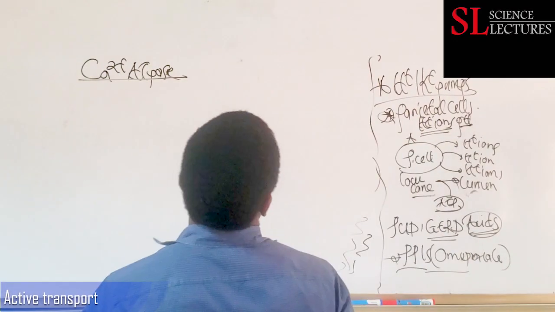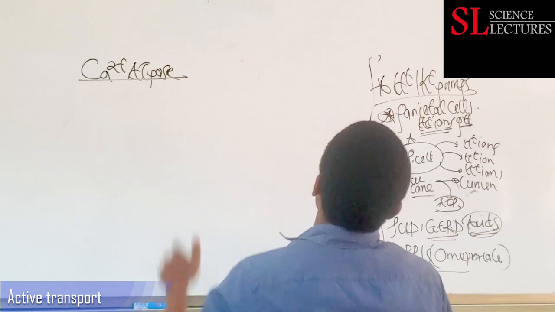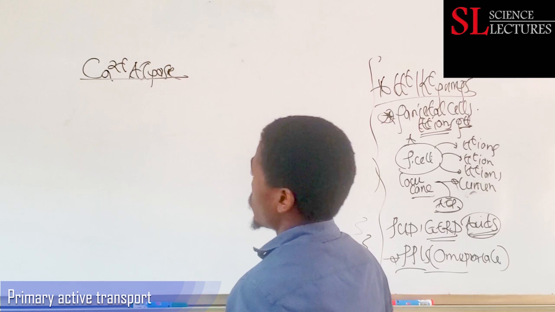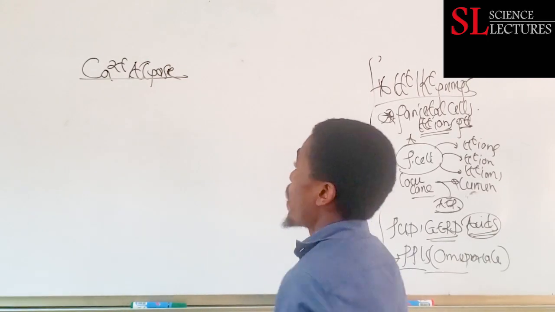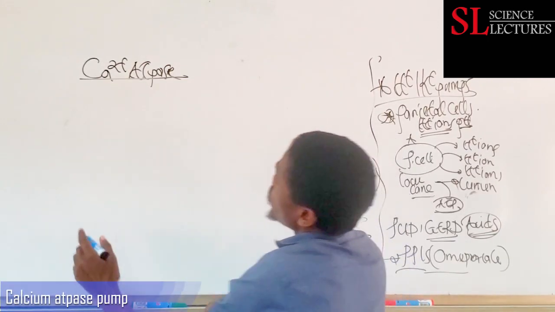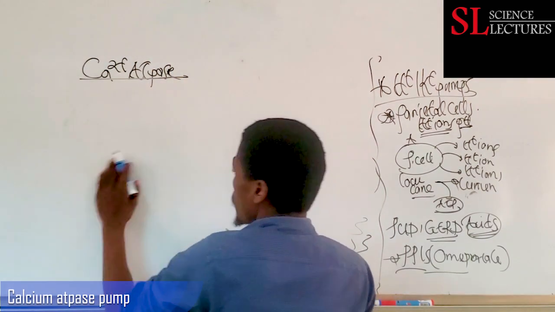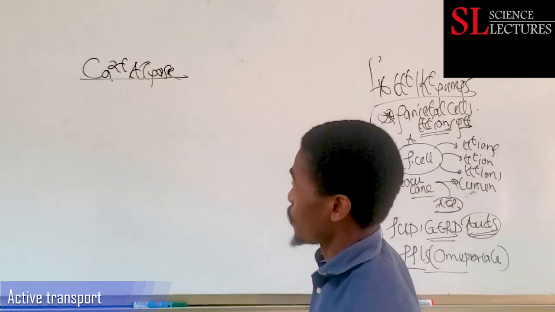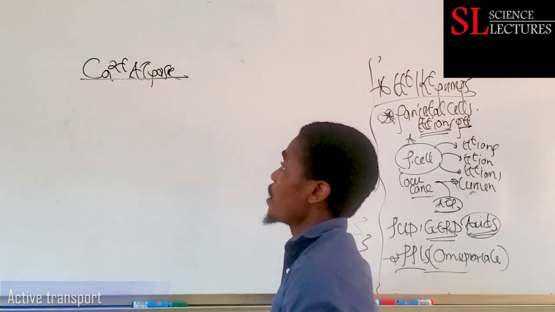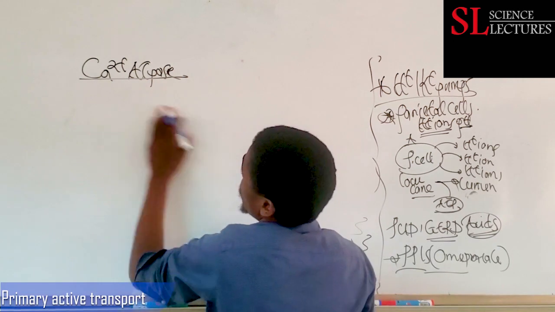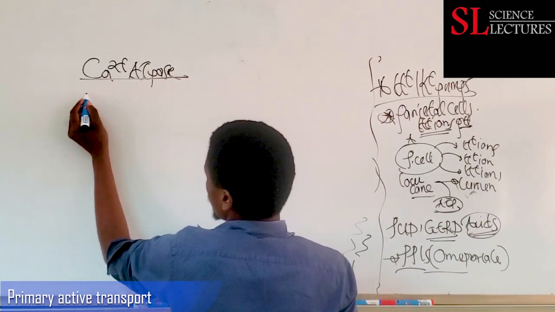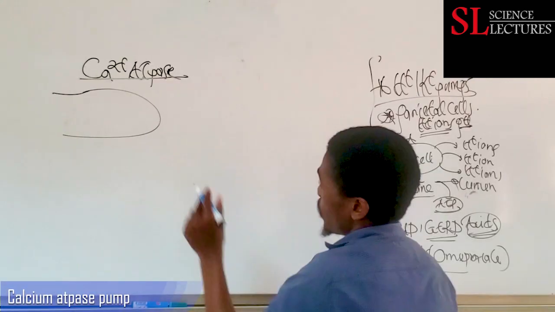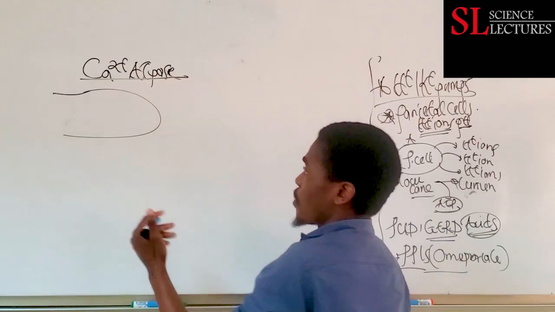Let's have a glimpse of another pump that is under primary active transport, and that is the calcium ion ATPase. So this calcium ion ATPase is also a pump in our body, aided by the presence of ATP, that is primary active transport. And this pump works in a way that, let's imagine we have a muscle cell and we have calcium ions.